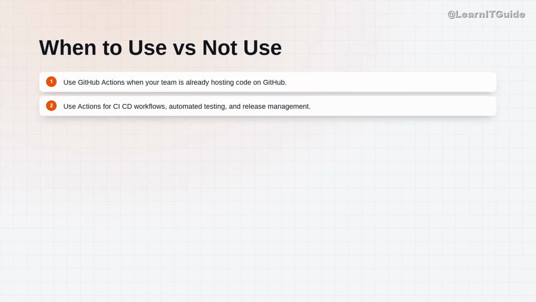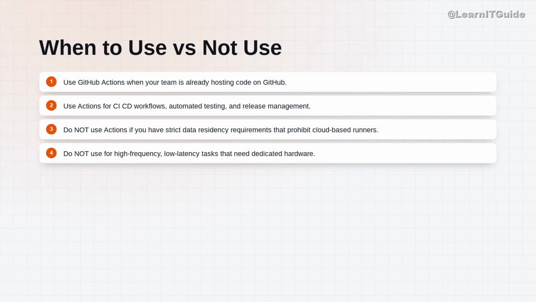When should you use this? If your code is on GitHub, it is the natural choice. It is perfect for testing, building, and deploying. But do not use it if your organization has strict compliance rules that prevent your code from touching a public cloud, or if you need to perform tasks that require specialized hardware like high-end GPUs or low-latency networking that standard runners cannot provide. Use these criteria to decide if this tool is right for your situation.